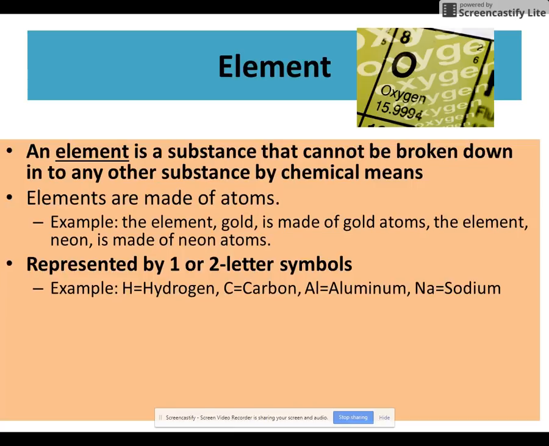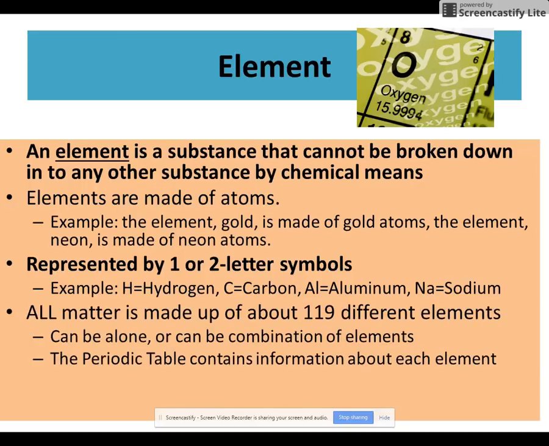What I want you to notice is that anytime there are 2 letters, the second letter is always a lowercase letter. That's how you know you have a new element. So if you're looking at some sort of chemistry formula, as soon as you see a lowercase letter, then you know the letter before that goes along with it.